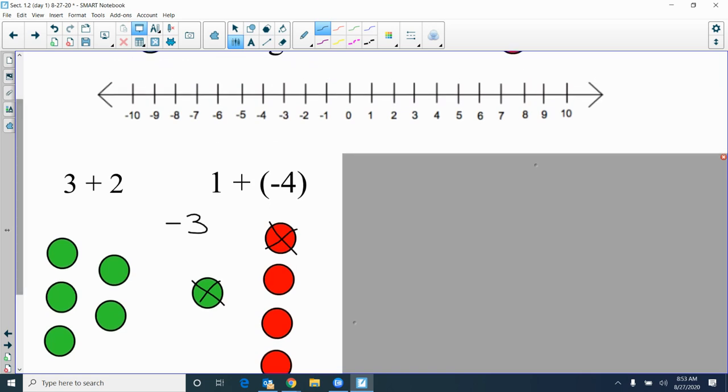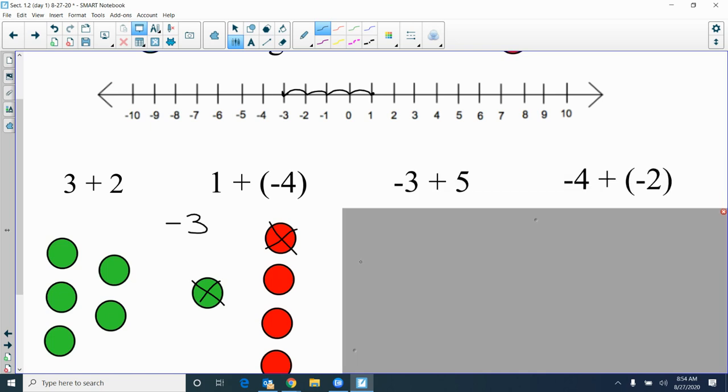You can also use the number line. Anytime you have a positive number, you move to the right. Anytime you have a negative number, you move to the left. So if I'm starting at 1, it tells me to move to the left 1, 2, 3, 4 spots. I end up at negative 3. Okay? That's another way to think about it.